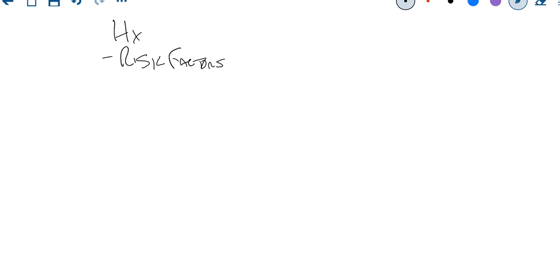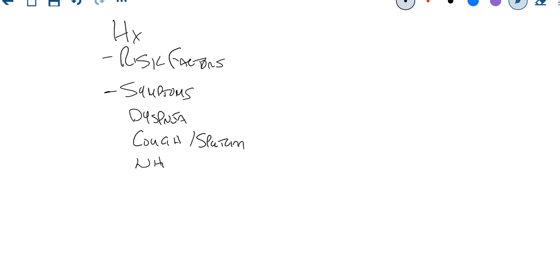Then you're going to look at symptoms. The main symptoms you're going to be focusing on are going to be dyspnea, cough. I'm going to put sputum with that because that certainly plays a role. Wheezing, although we can have a variety of respiratory illnesses. Asthma, which we've already discussed.